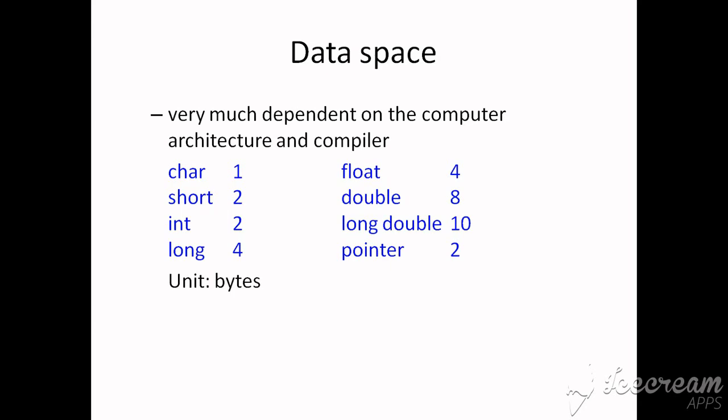Data space is very much dependent on the computer architecture and compiler. Based on the problem, we need different types of data such as character, integer, float, and double, and every data type has its own size, usually in bytes.